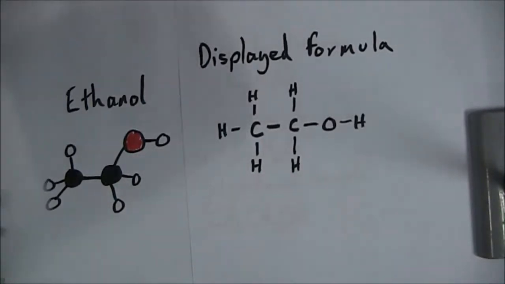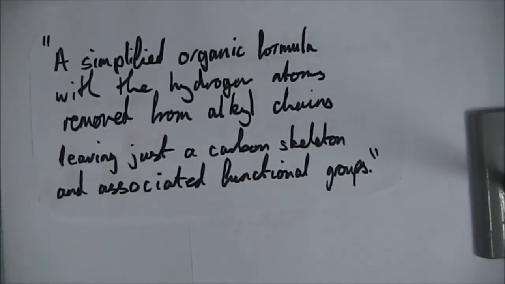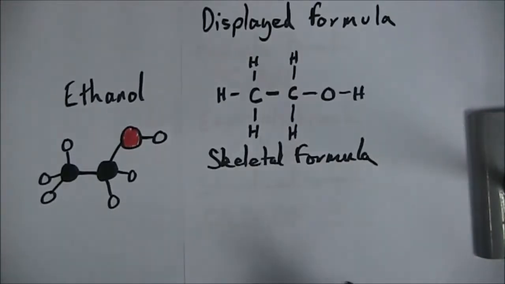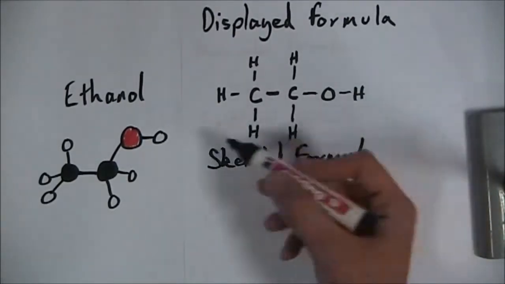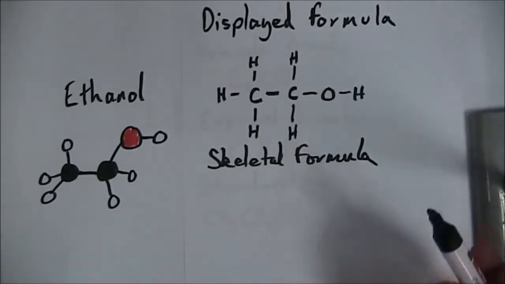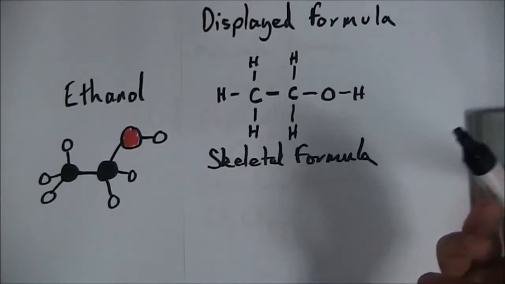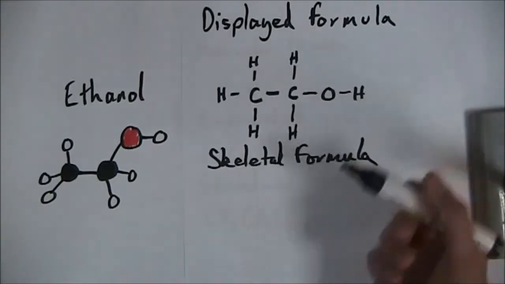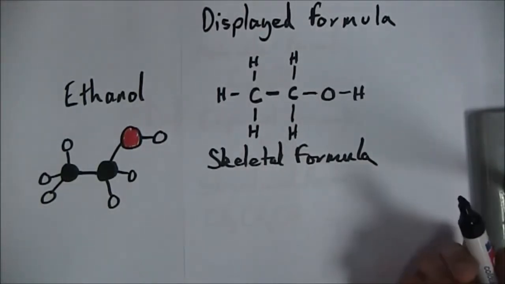Last definition, and it's quite a large one, is for a skeletal formula, and a skeletal formula is a simplified organic formula with the hydrogen atoms removed from alkyl chains, leaving just a carbon skeleton and associated functional groups. That's a big definition to remember, and what it means is basically when I come to draw this, I'm going to try and simplify it so that drawing big molecules doesn't take forever. If you had something like icosane, you'd have C20H42. You'd have to draw all of the bonds, all of the hydrogens. It's much quicker to draw a skeletal formula, and that's why we like them.